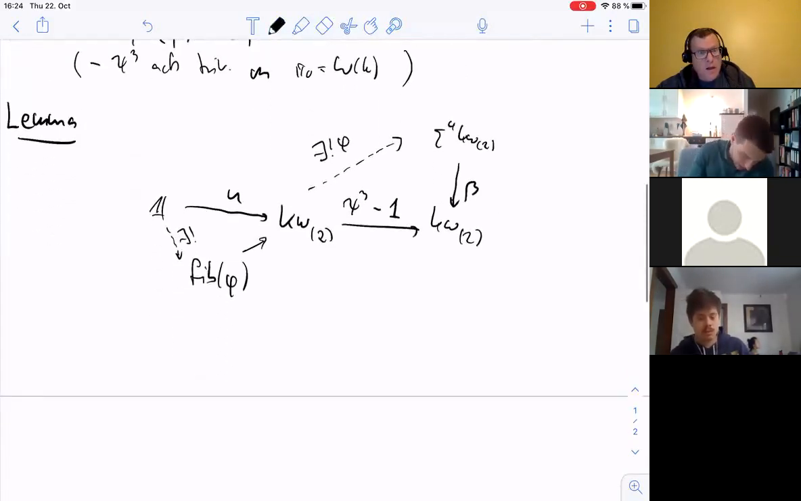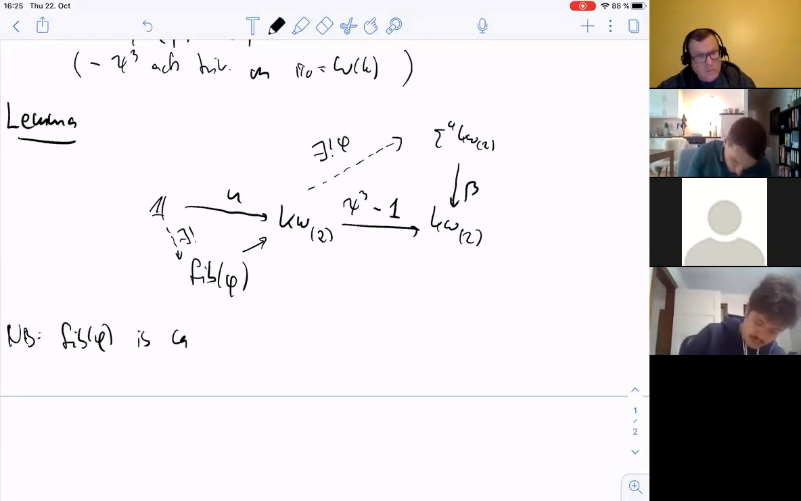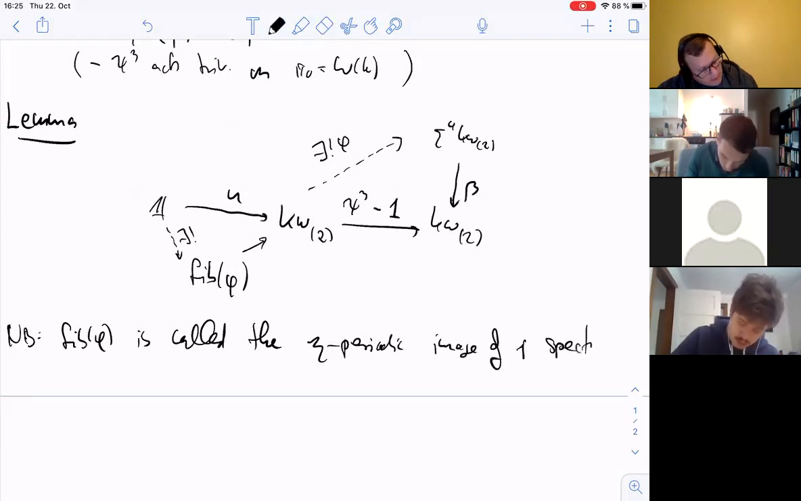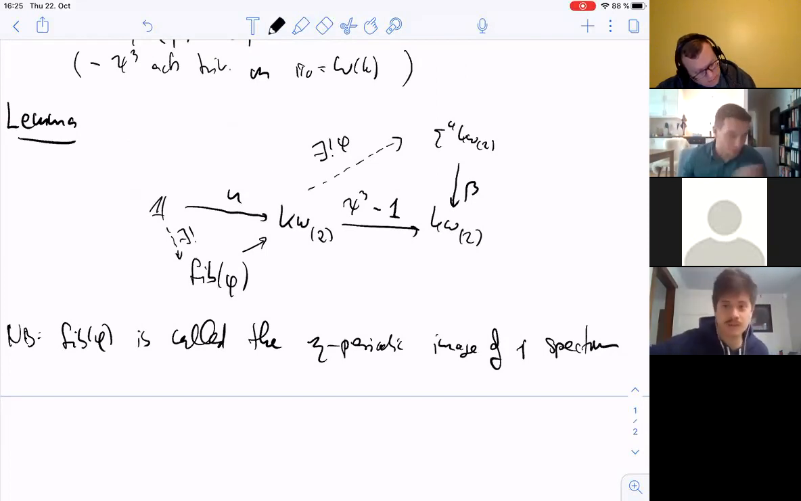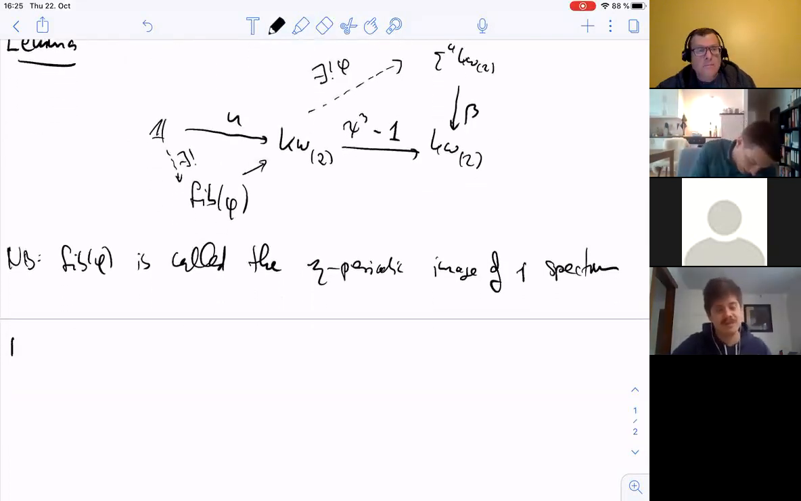So let me try to connect to my title, which is that this fiber of phi is what's called the motivic eta periodic image of J spectrum. For reasons which I'm not at all going to get into and which are completely irrelevant for this talk, it's often referred to as that. Okay, I'm not going to use this word again, but I can now state the main theorem.